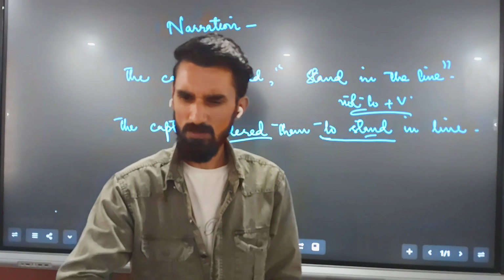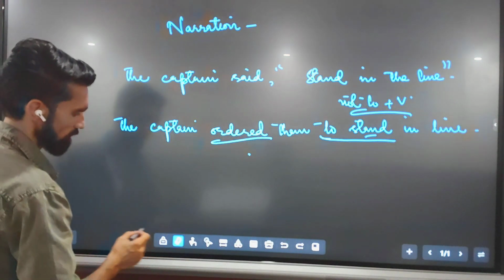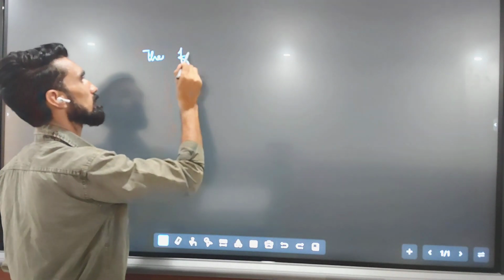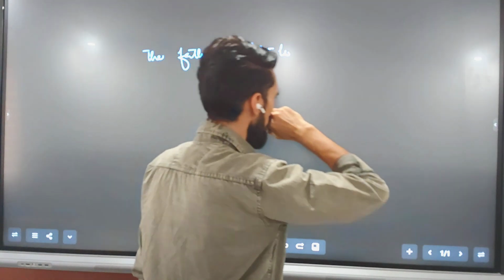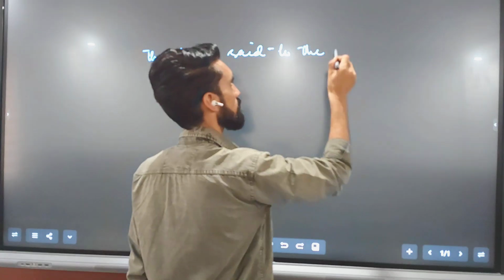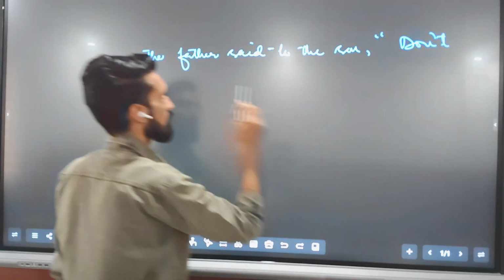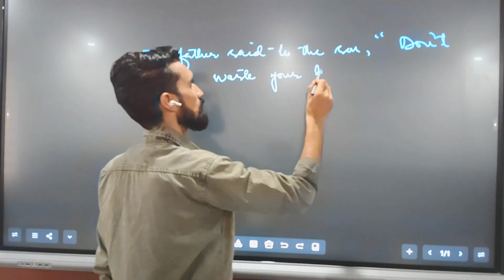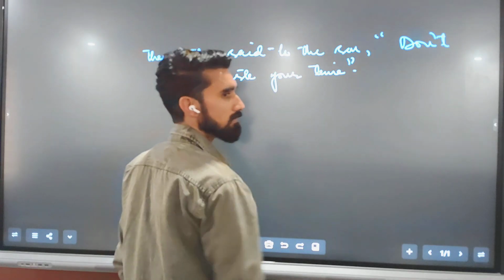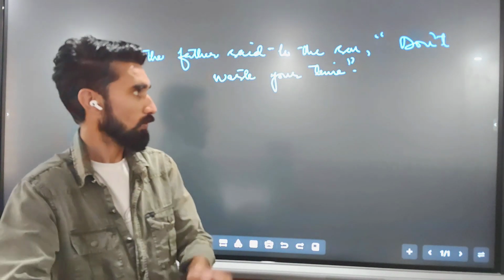Okay? Suppose I put a negative sentence here. The father said, don't waste your time. This again is an imperative sentence. What does it contain here?